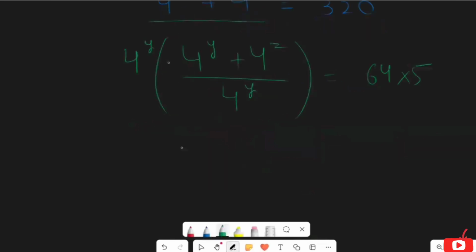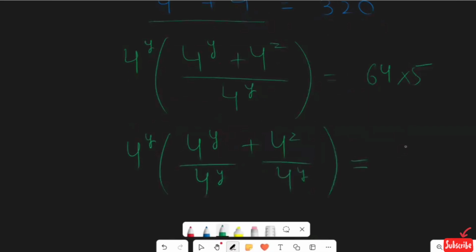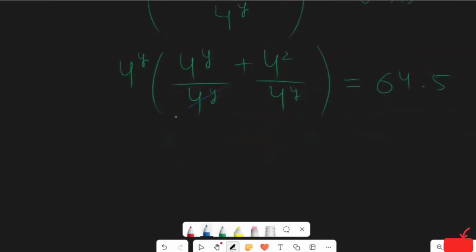Now I am going to divide by this 4^y in both the numerator and denominator. So this turns to 4^y (4^y + 4^z over 4^y) is equal to 64 times 5. Now here this and this get cancelled, so the remaining expression we get is 4^y (1 + 4^z over 4^y) is equal to 64 times 5.